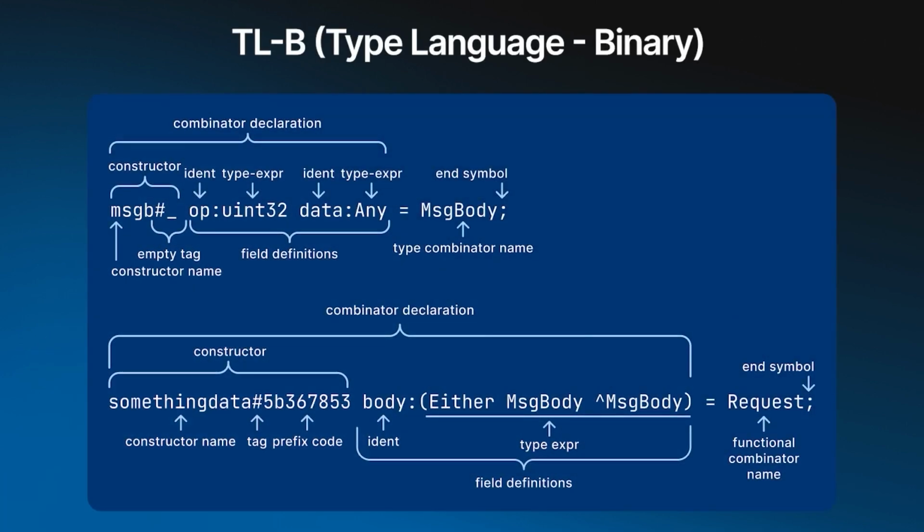Second stage, we use the TLB schema to describe the commands that our smart contract is able to process. TLB stands for type language binary. It serves to describe the type system, constructors, and existing functions that are on the contract. And you can see now an example of a TLB document.